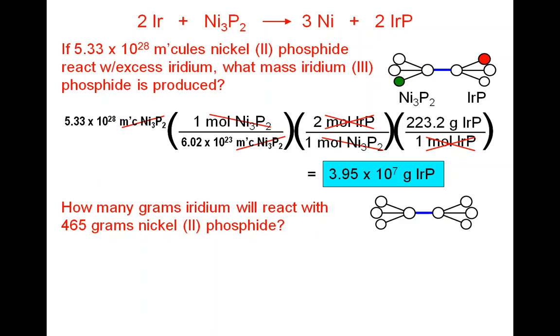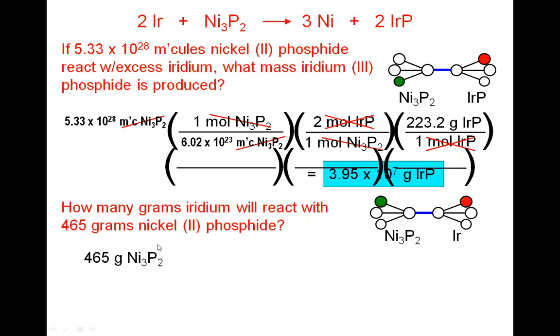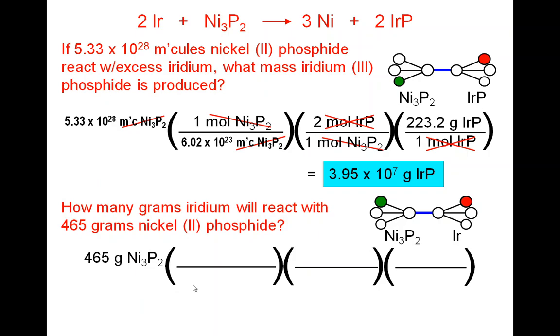All right. How many grams of iridium will react with 465 grams of nickel phosphide? All right, 465 grams. Changing that to moles, grams on the bottom, moles on top. Do the math for that. Bam, there it is for you.